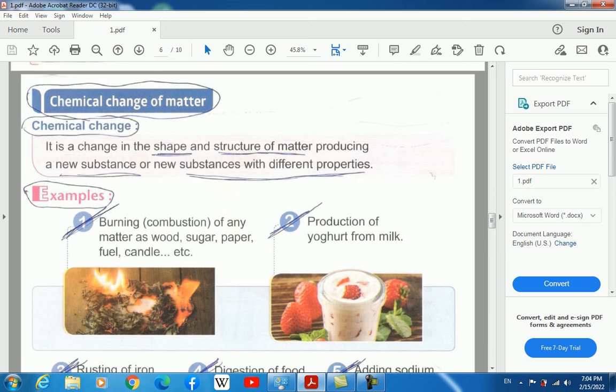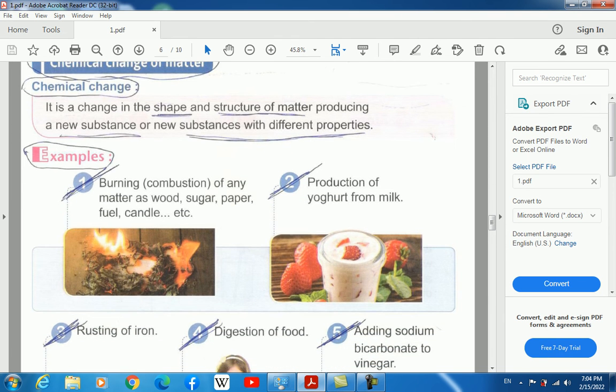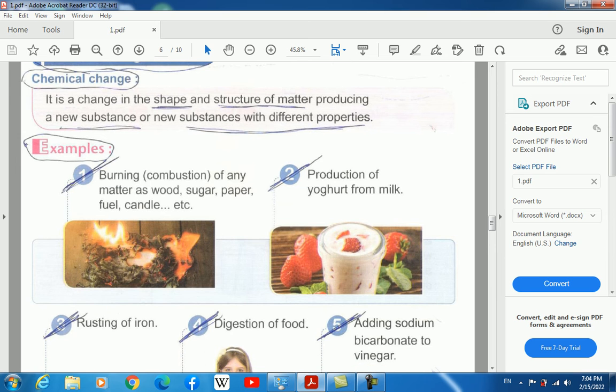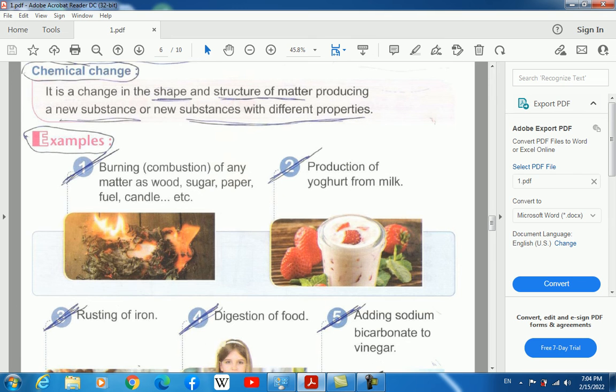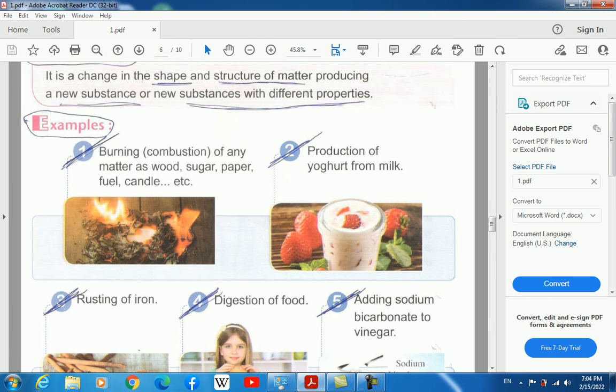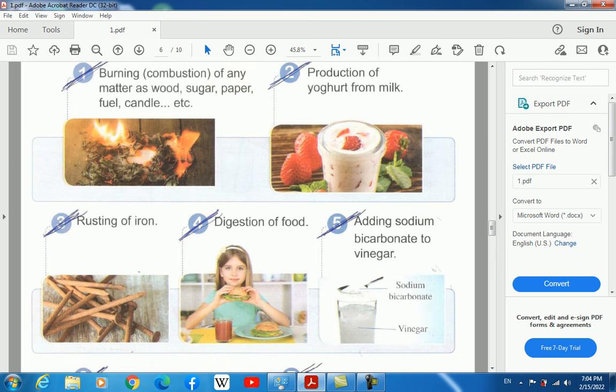Now we move to the chemical change of matter. What's meant by chemical change? It's a change in the shape and the structure of matter, producing a new substance with different properties, so they are different from the substance that we start with. What are some examples of that? Number 1, burning or combustion of any matter, such as wood, sugar, paper, fuel, candle, etc. When you burn them, they change to something different. Another example, number 2, the production of yogurt from milk. It's another substance.